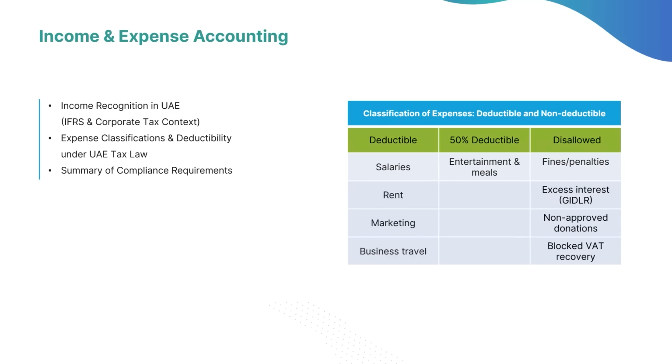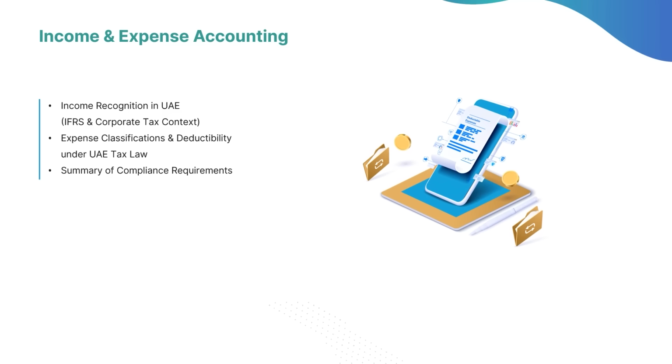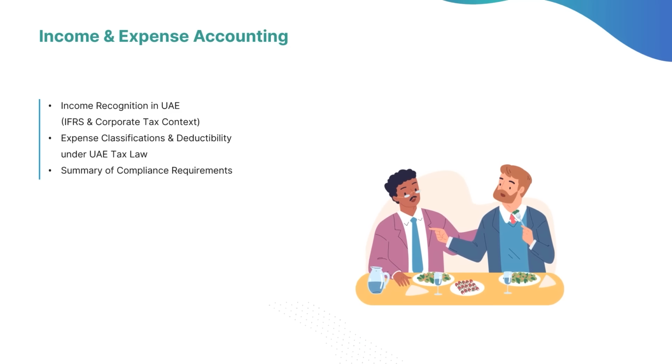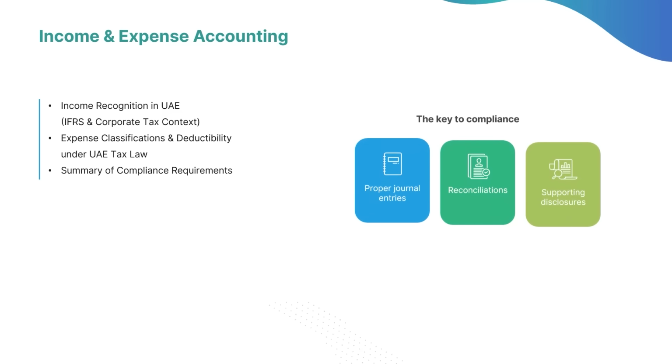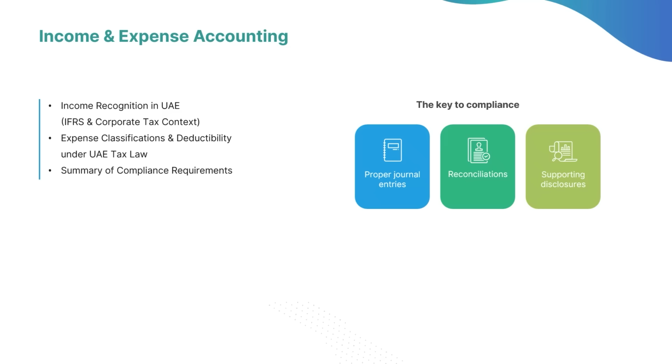To make it practical, we'll link each area with example journal entries so you can see exactly how compliance translates into accounting records. Finally, we'll close with a compliance summary giving you the key points to ensure that your financial reporting and tax submissions are accurate, consistent, and audit-ready.